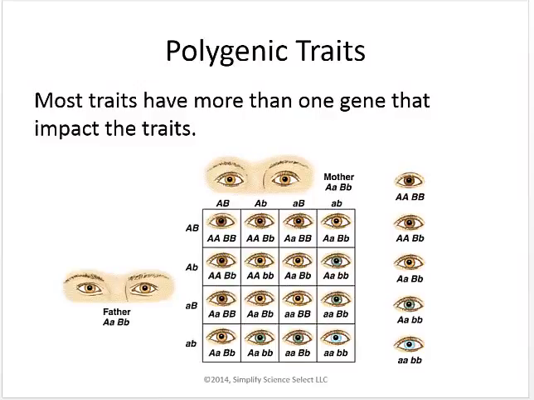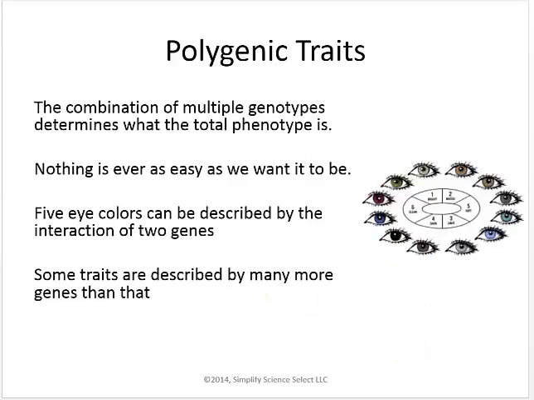Now, a lot of traits we have are polygenic. Poly meaning many, gene meaning the genes we're talking about, meaning that there are actually multiple different genes that code for the trait. For example, eye color. Eye color is encoded by two different genes, represented here by A and B. Two different genes, and all those patterns come out to 5 different kinds of colors. So for polygenic, it's the combination of multiple genes that determines the total phenotype.